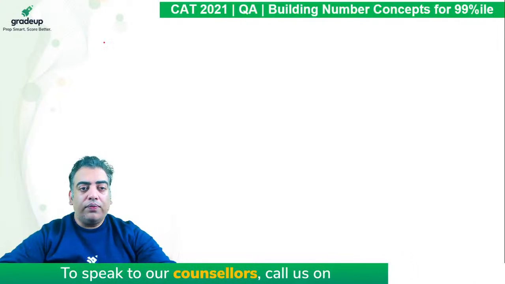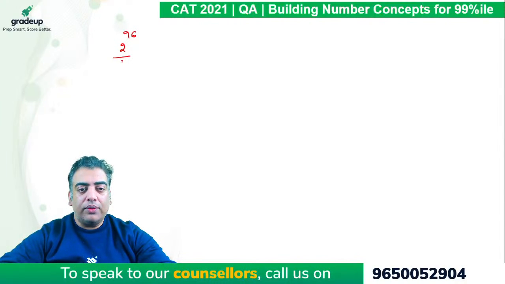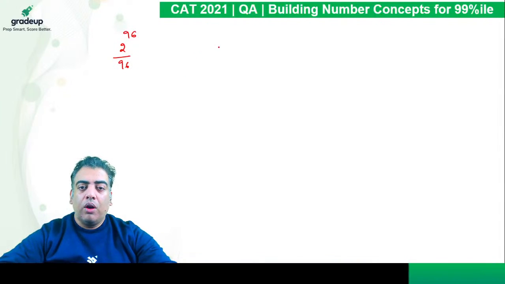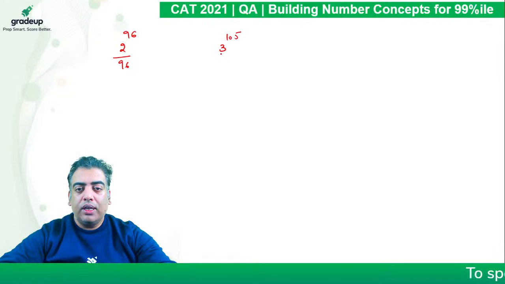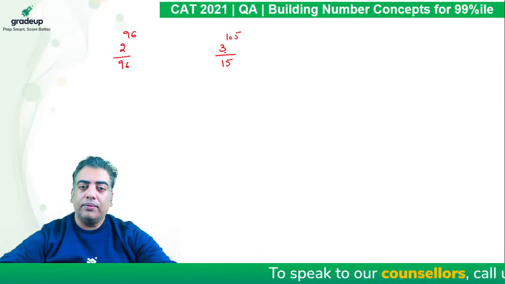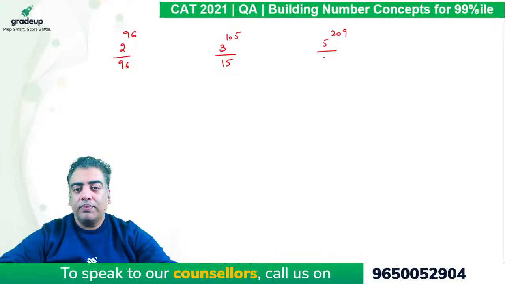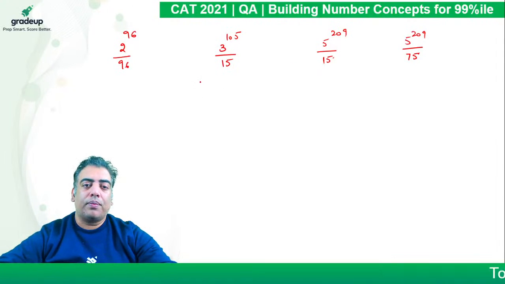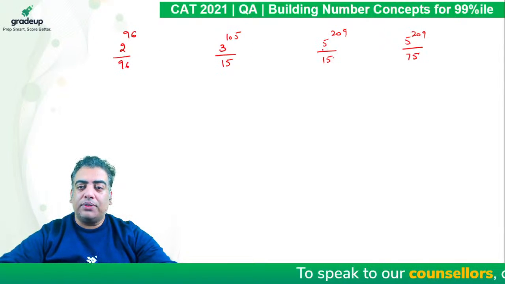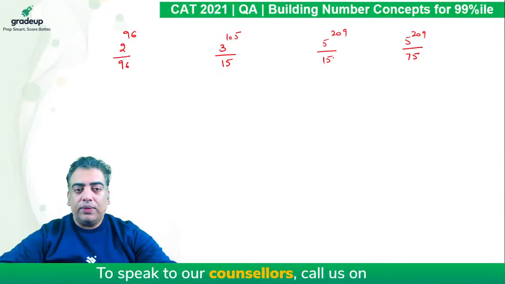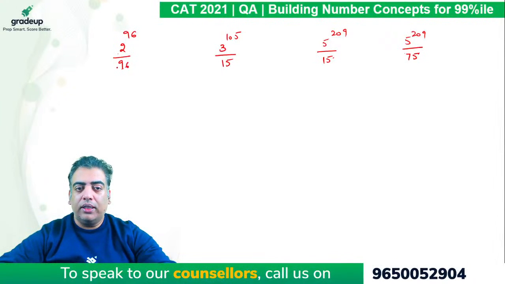Now, if we come across a situation wherein it is 2 raised to power 96 divided by 96, what is the remainder? Or let's say 3 raised to power 105, when divided by 15, what is the remainder? Or maybe 5 raised to power 209, when divided by 15, or when divided by 75. In any of these cases, we can observe that there is some value which is common in the numerator and denominator which can be cancelled out, right?